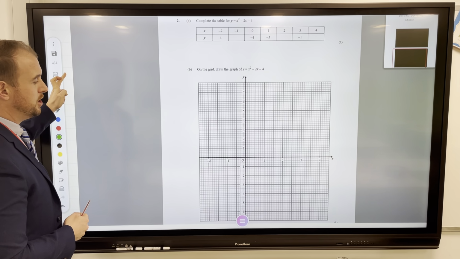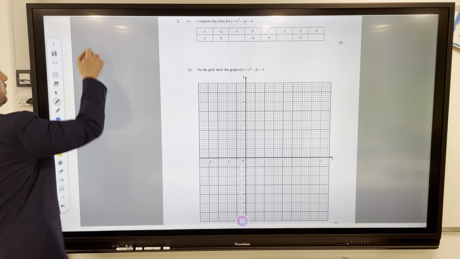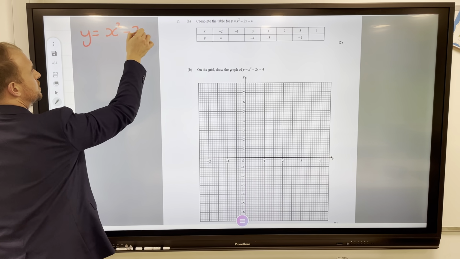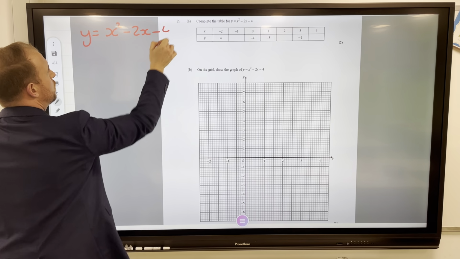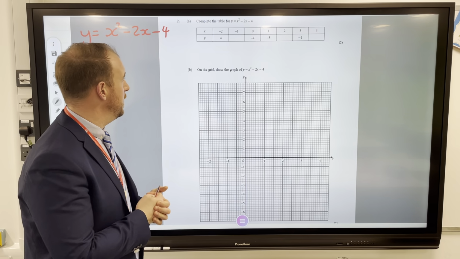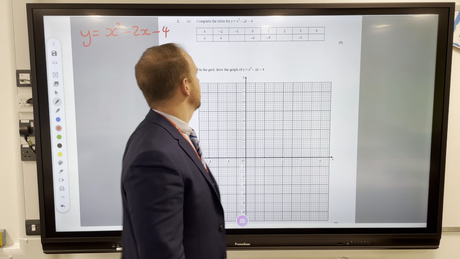So once again, substitution is key. I've got my equation here: y equals x squared minus 2x minus 4. Well, I've got a positive x squared, so I know it's going to be a happy face. Let's start with the right-hand side, where x is 4.